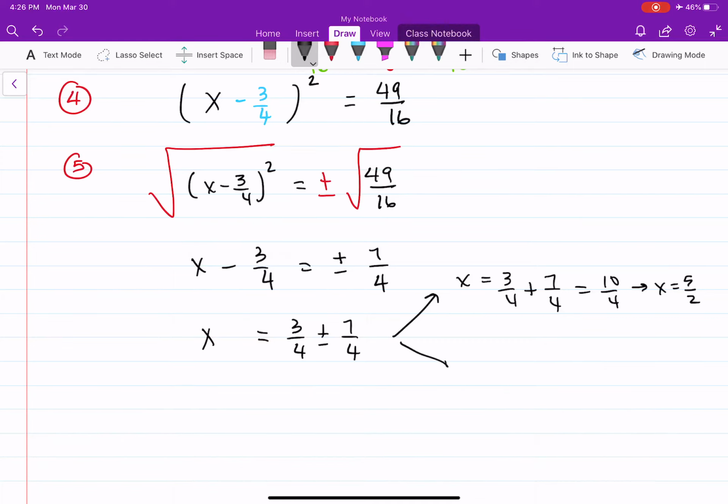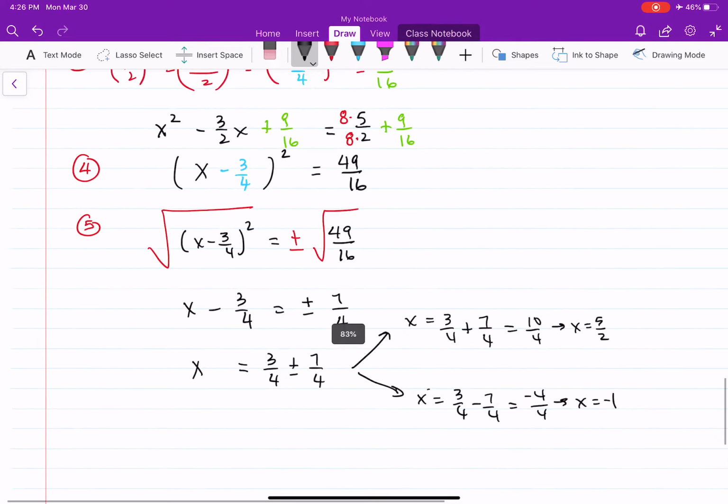And then my other answer is x is equal to 3/4 minus 7/4, which gives me negative 4/4, which tells me that x is equal to negative 1. So there goes my two answers.